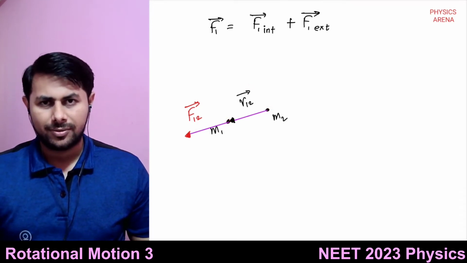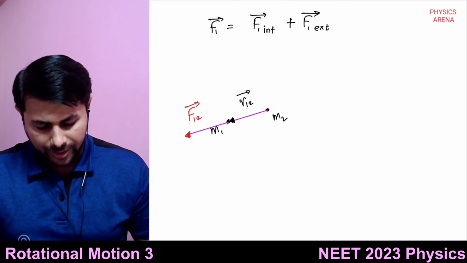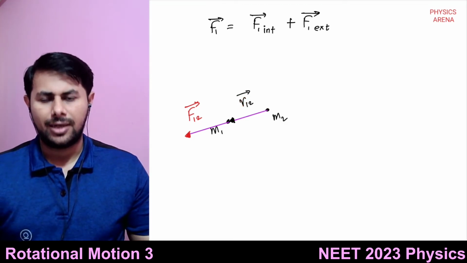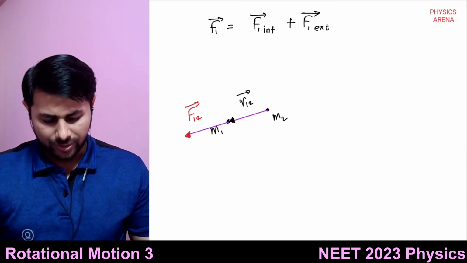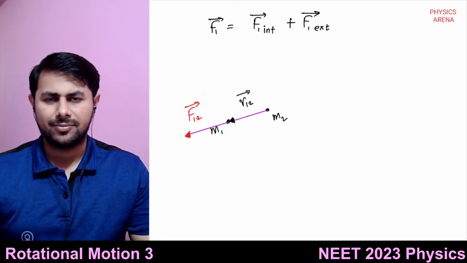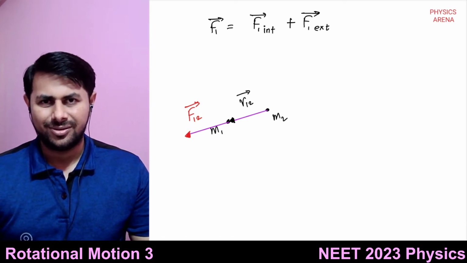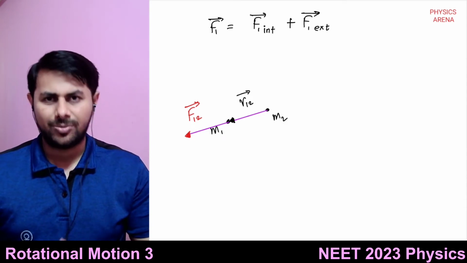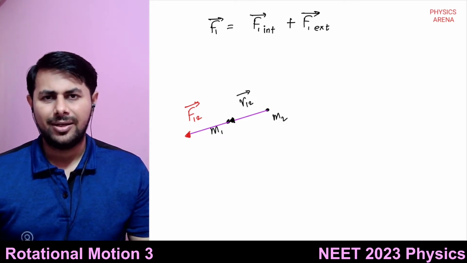So what will be the torque? The torque about this point will be r12 bar cross this f12 bar, and that will be equal to 0, because the position vector and the force are in the same line. So which force are we talking about? The internal force. What does that mean? It means that the contribution of internal forces to the torque is equal to 0, and the torque is only caused by external forces.